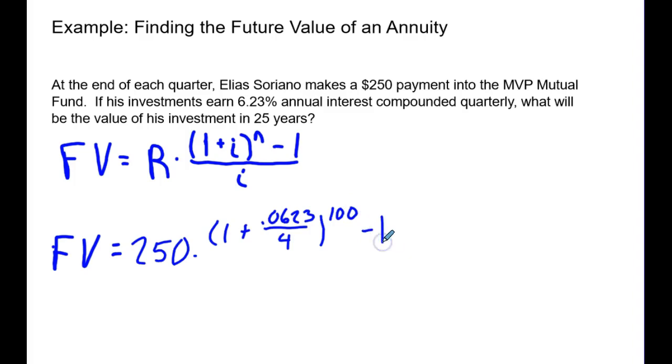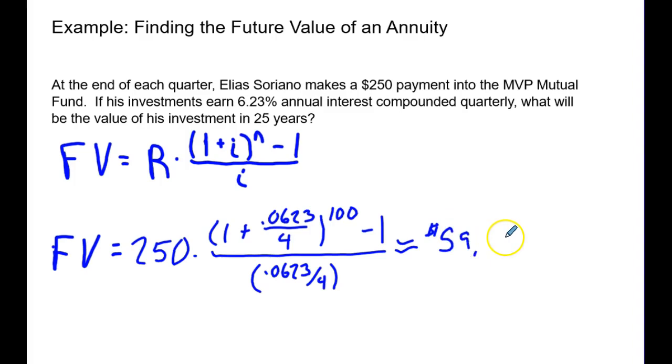And then we have minus 1 all divided by 0.0623 divided by 4, that value of I. Now, if you plug this in on a calculator, you will get approximately $59,234.27. Okay. I would recommend you go through and try to type this in on a calculator. You're going to have to use either multiple steps or many parentheses to come up with this value. So make sure you're able to type it in correctly.